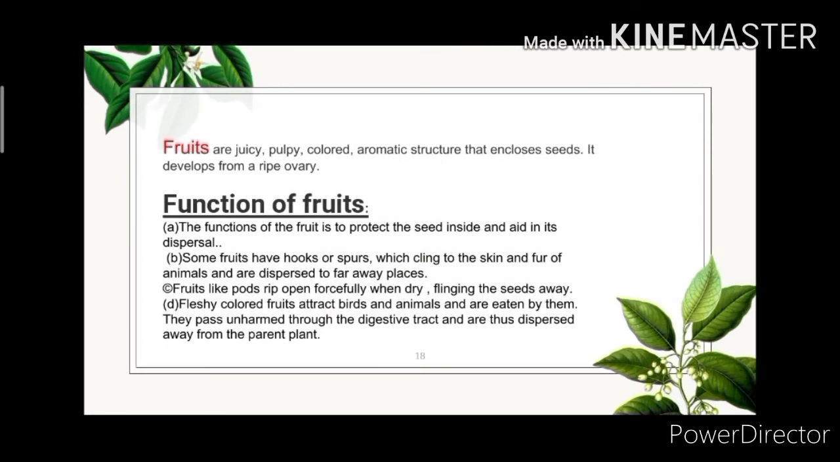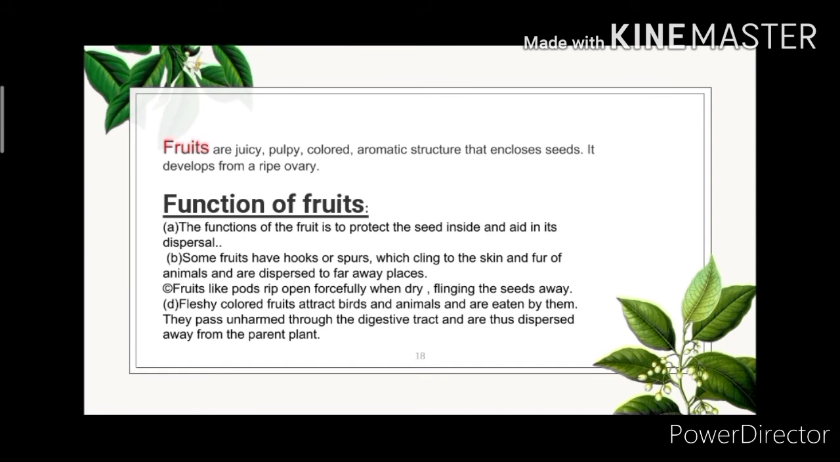Okay, next is fruits. You know, fruits are juicy, pulpy, colored, and generally have a very good aroma, means smell, that encloses seed. It develops from ripe ovary. Ovary means the pollen grain has fertilized the egg. That means the ripened or fertilized ovary generally develops into the fruit. Now let's discuss the function of fruit. The function of fruit is to protect the seed inside and aid in its dispersal.